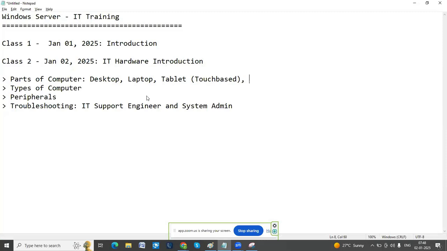Correct. Similar to that, mobile is also one of the devices. It's not a part of the computer, but it works similar to a computer, because most of our tasks will be done through mobile only. So coming to this part, these are the basic types.